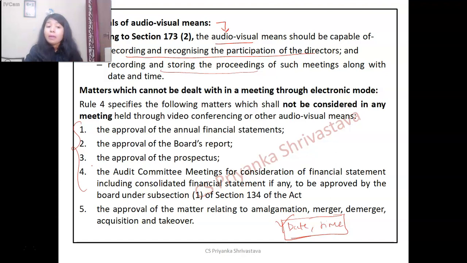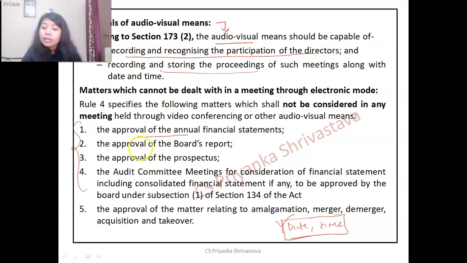But here there are certain matters which are considered so important that you cannot consider them through video conferencing. You should conduct the meeting in person, and all the directors should be present in the meeting in person and vote physically, not electronically. So the first thing is approval of annual financial statement. Whenever a board meeting is conducted for the approval of annual financial statement, it is to be conducted through a board meeting first, and second, all the directors need to be present in person.